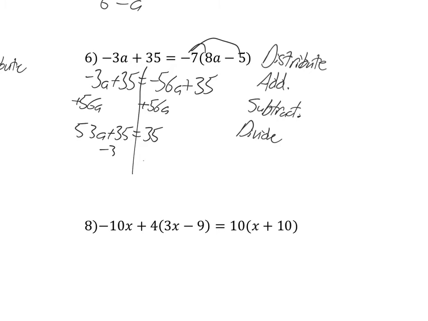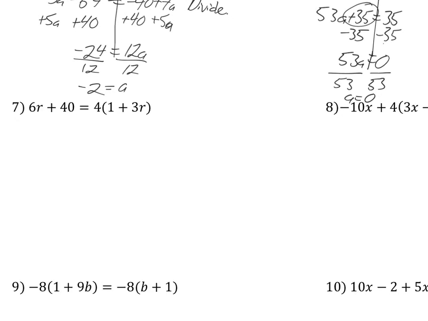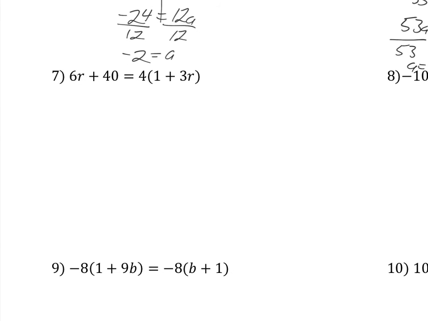Then I subtracted the 35 that was right here, so I'm subtracting this one. So that's telling me I have 53a equals 0. And then I divided both sides by 53. So a equals 0. Perfect. Okay, go ahead and try this next one.